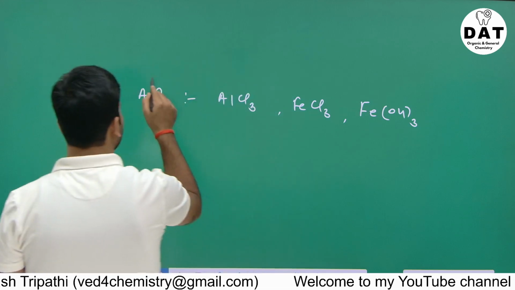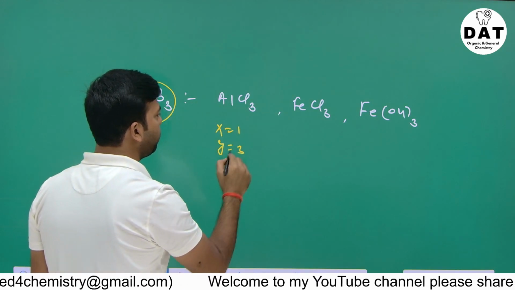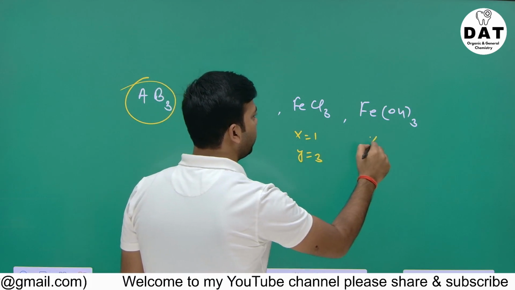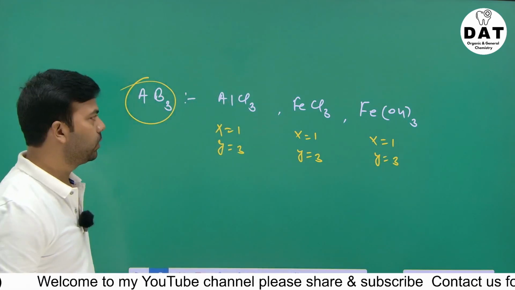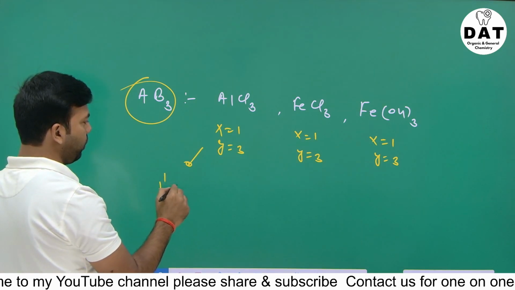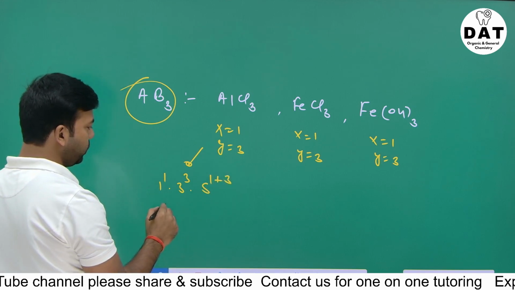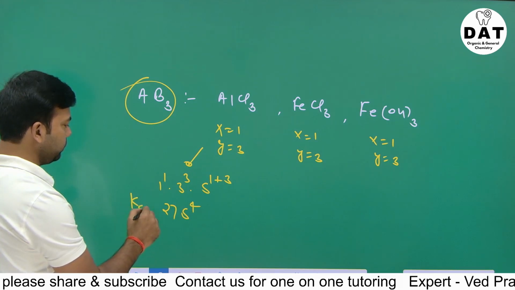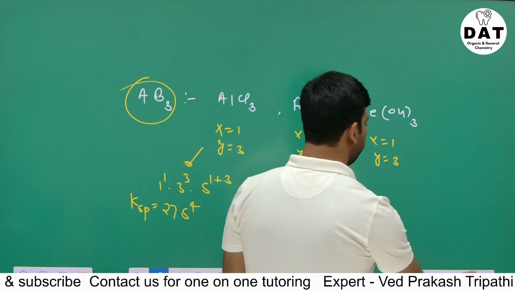AB3 type of salt. So here x is 1, y is 3. Here x is 1, y is 3. And here x is 1, y is 3. Clear? So let's discuss any one. Suppose the first one, 1 to the power 1, 3 to the power 3, s to the power 1 plus 3. So how much? 27s4. This is my KSP. Clear? Easy. Here as well same.